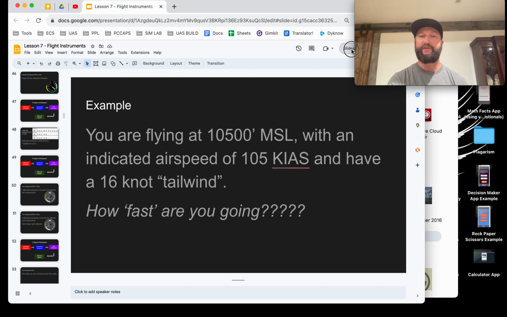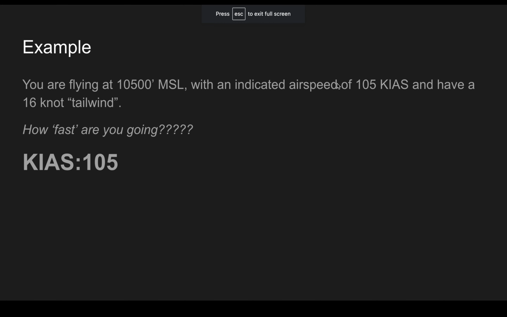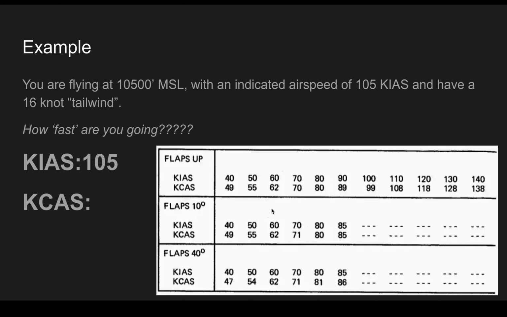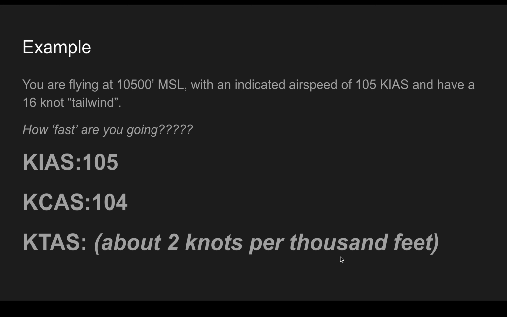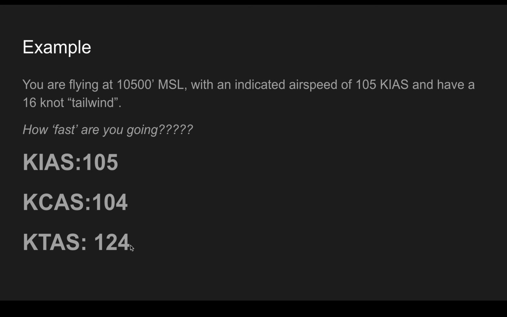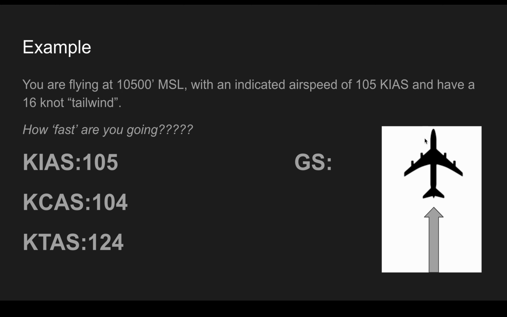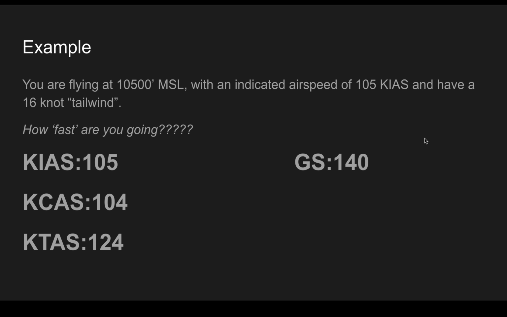And so let's figure this out really quickly. Let's do an example here. How fast are you going? Well, indicated off the gauge, 105. Calibrated, well, about 2 knots slower, so 104, sorry. And then true airspeed, 2 knots per 1,000 feet, so about 124. And then you take a 16-knot tailwind, you'll actually add that tailwind to that. My ground speed is more like 140, okay? Because I got a tailwind pushing me along there. So 140, that's my ground speed.